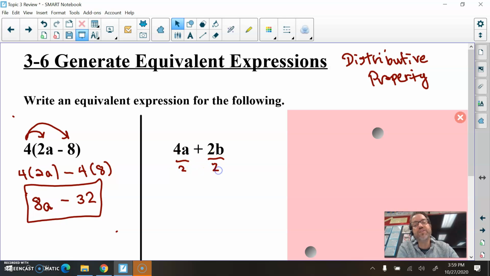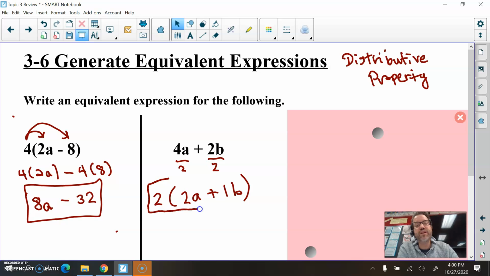And when you divide them by 2, 4 divided by 2 is 2. All right. So what I have here is I'm dividing them both by 2. So I have 2 times, and then 4 divided by 2 is 2. So I have 2a here plus 2 divided by 2 is 1. So I have 1b here. So I have 2 times the quantity, 2a plus 1b. If you were to multiply it out, 2 times 2a is 4a. 2 times 1b is 2b.